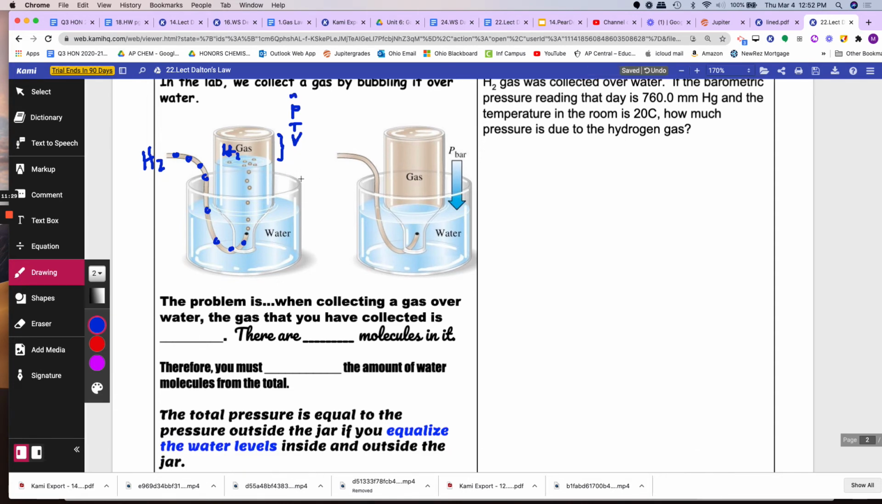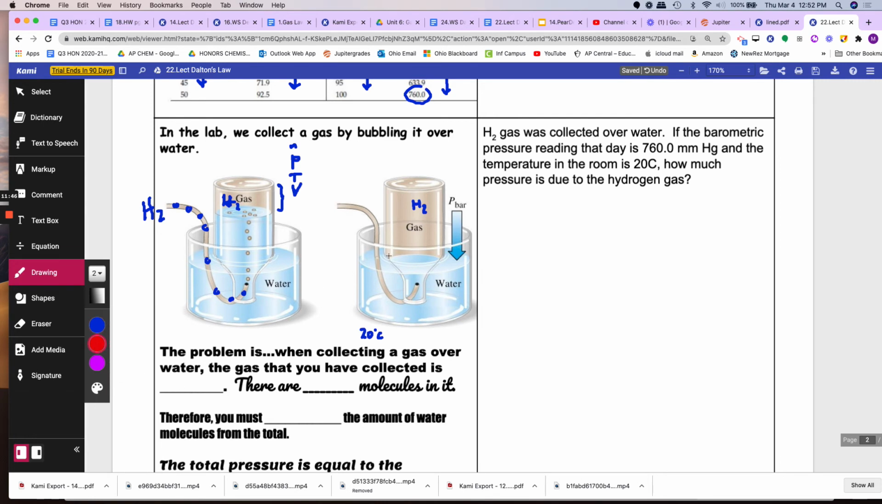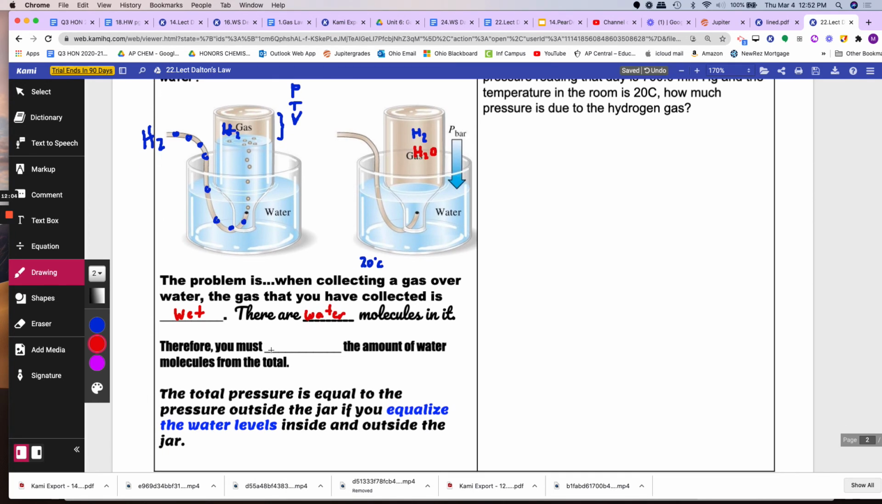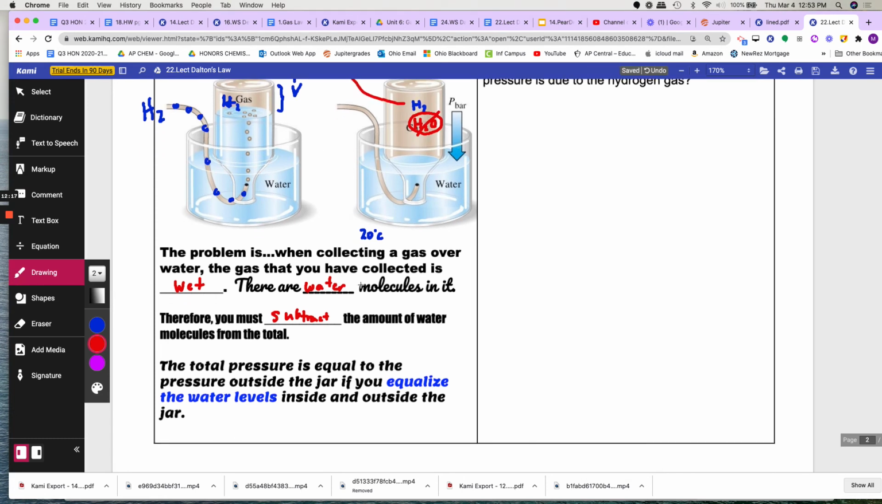Okay? But the problem is when we collect hydrogen gas in here at 20 degrees Celsius, there are some of these water molecules going up because there is water vapor pressure, right? So some of these water molecules go up, so now your gas is not just H2, it also has some H2O. Your gas that you collected is wet. The problem is when collecting a gas over water, the gas you have collected is wet. There are water molecules in it. Therefore, you must subtract the water molecules from the total. You have to take the water away, subtract it to get the pressure of your gas to plug it into PV equals nRT. Okay, so how do we do that?